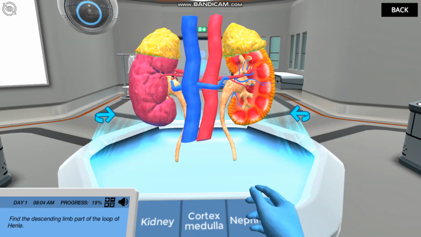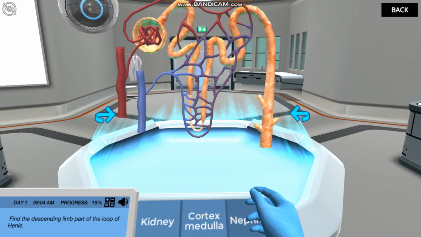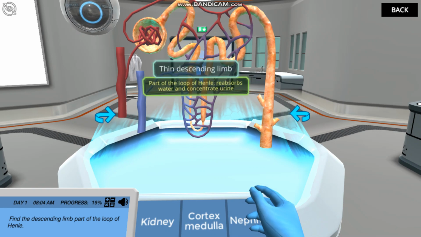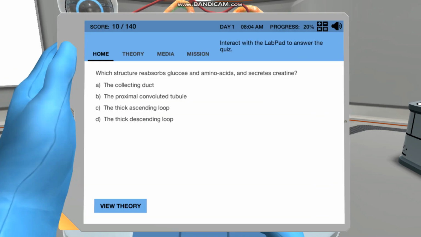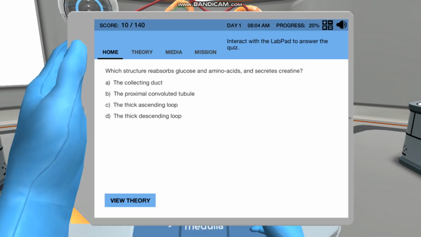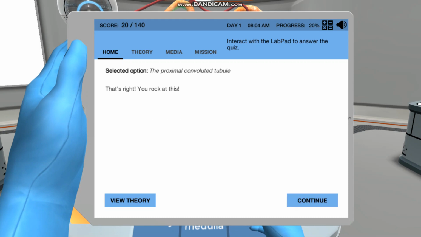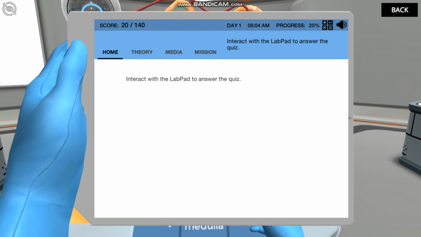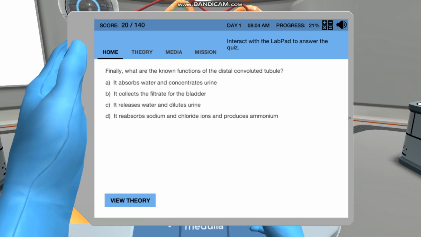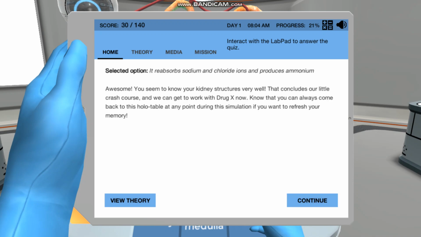Find the descending limb part of the loop of Henle. Which structure reabsorbs glucose and amino acids, and secretes creatine? That's right. You rock at this. Finally, what are the known functions of the distal convoluted tubule? Awesome. You seem to know your kidney structures very well.